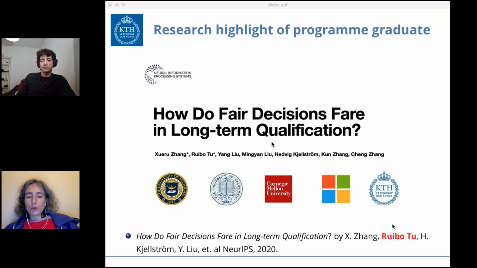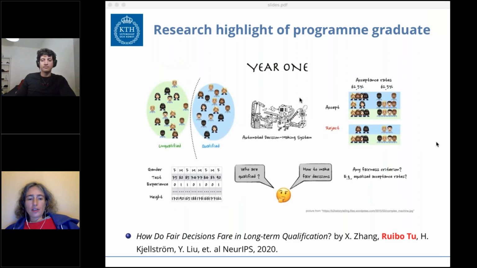Another graduate, Rubo 2, graduated from the program in 2018 and is now a PhD student at KTH. He is also presenting a paper he co-wrote with authors from KTH and other institutions, which you can see here with the logos. And he will be presenting this at NeurIPS this week as well. It's about how fair decisions fare in long-term qualifications, and this hits upon the ethics in AI.